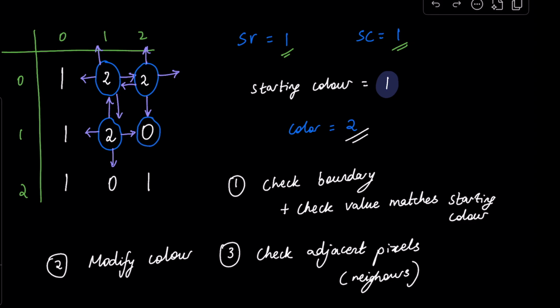Now, looking at the pixel below, we can clearly see that this is within the boundary, but it fails the second check, which is that the value that's within this cell doesn't match the value of the starting color. So as a result, we can't continue because we failed the first check. So we would return out. So essentially the pixel value stays as 0. All right, so I'll just remove the mark to show that it's returned.